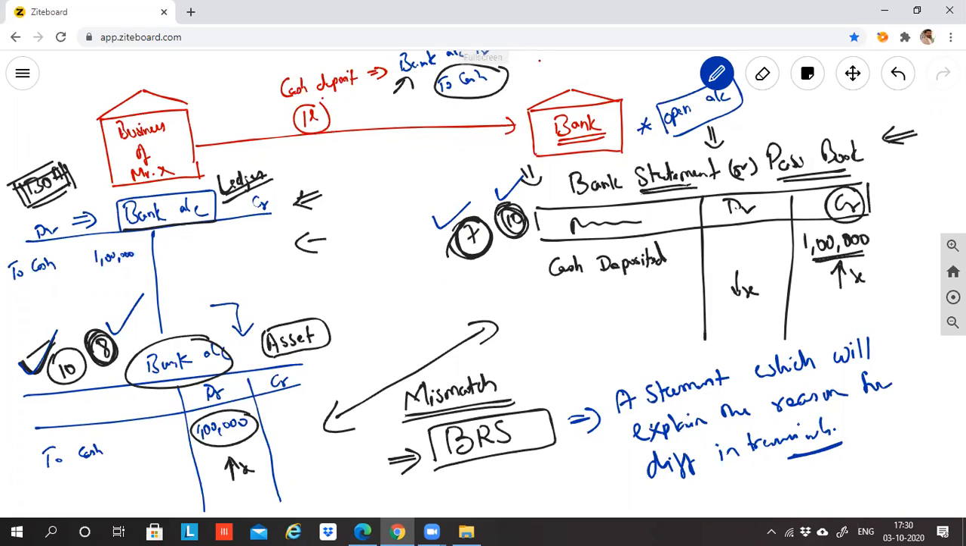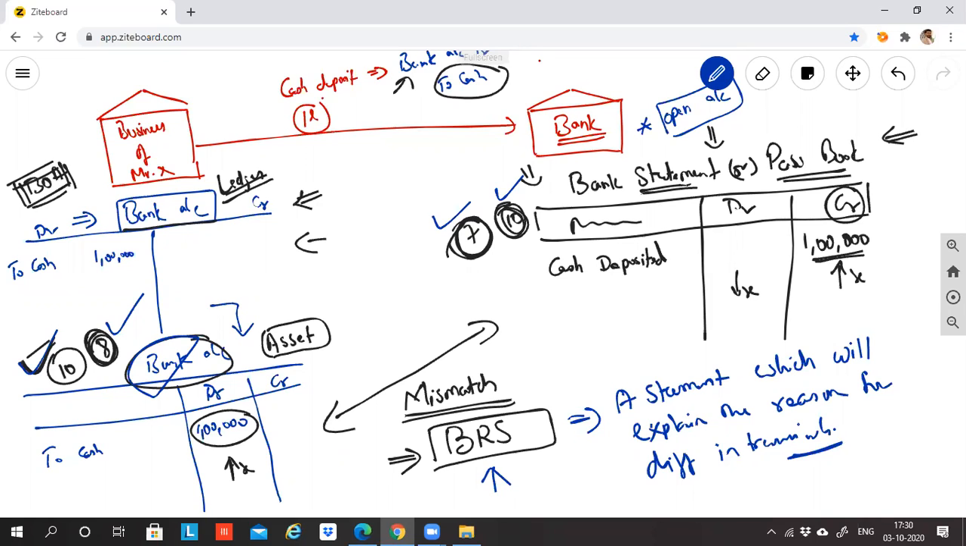Whenever a person sees that the bank balance as per the bank account and the bank balance as per the bank statement are different, he'll immediately ask for the BRS. After seeing the BRS, he'll be convinced, okay, this is the reason why there is a difference. Yes, it is nothing wrong.